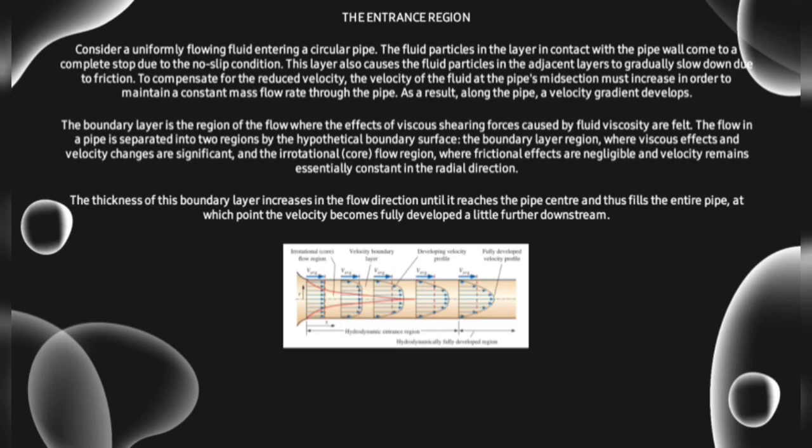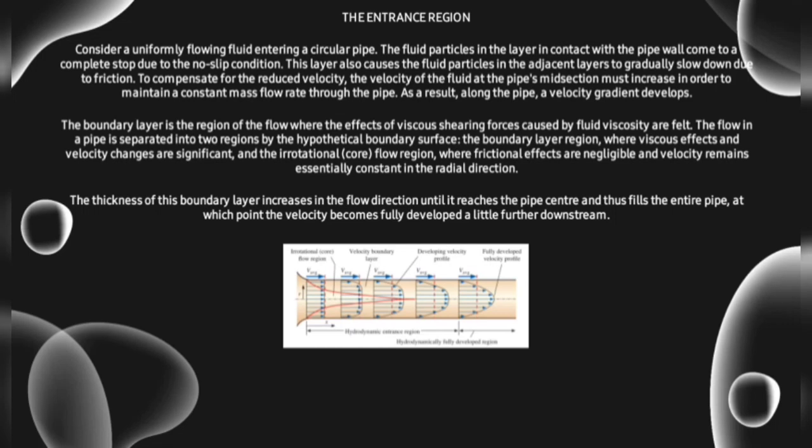As a result, along the pipe, a velocity gradient develops. The boundary layer is the region of the flow where the effects of viscous shearing force caused by fluid viscosity are felt. The flow in a pipe is separated into two regions by a hypothetical boundary surface: the boundary layer region, where viscous effects and velocity change are significant, and the irrotational flow region, where frictional effects are negligible and velocity remains essentially constant in the radial direction.